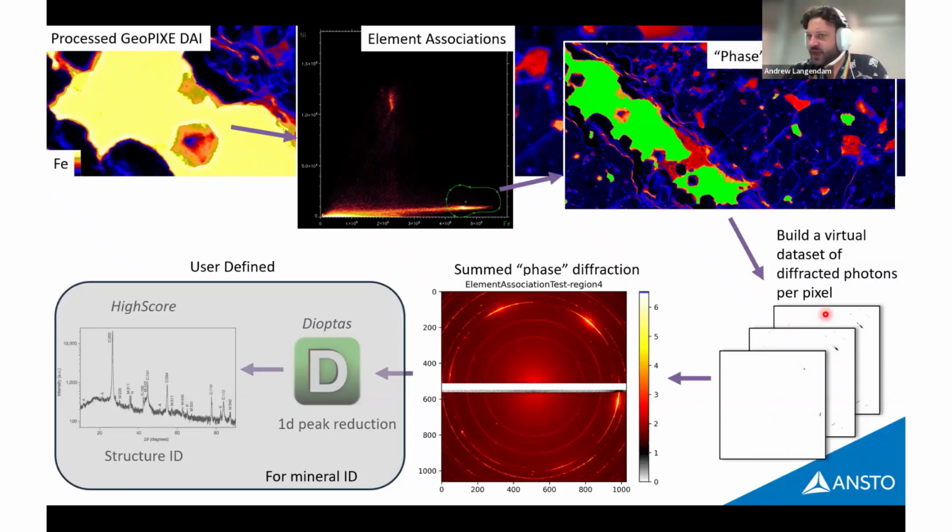So that gives you the advantage of not only being able to map for trace elements down to 2 micron resolution, but having a diffraction map per pixel. So having a diffraction map at the same resolution you've got your trace element geochemistry.